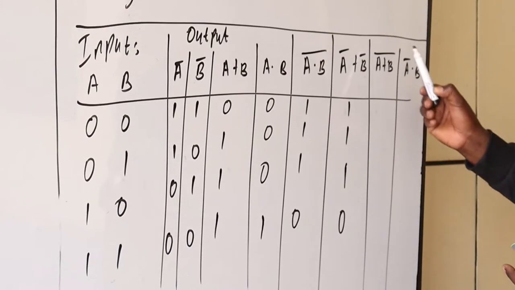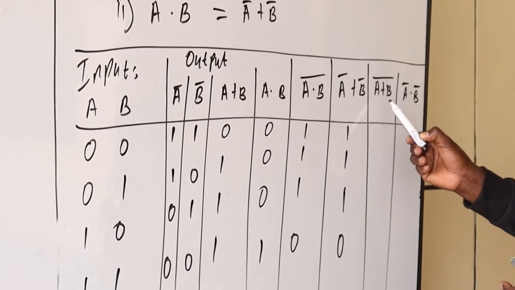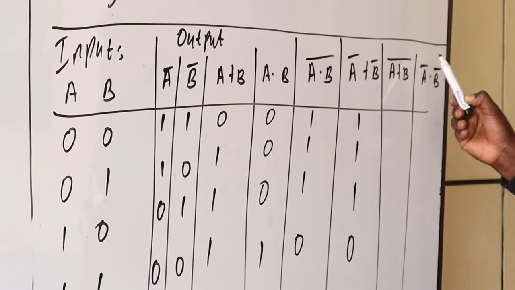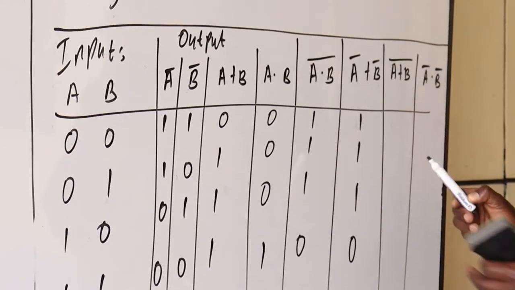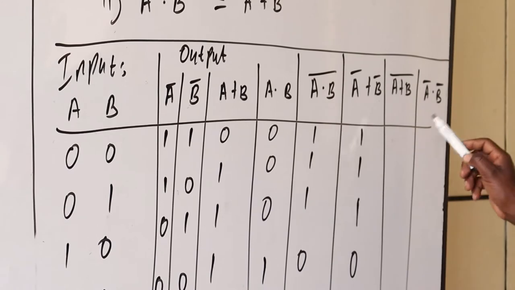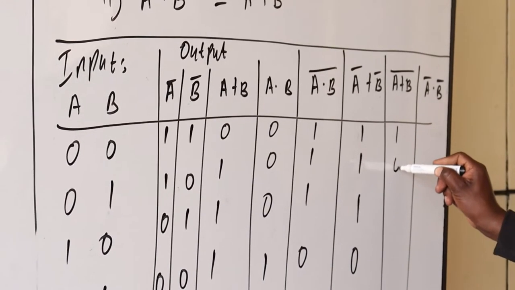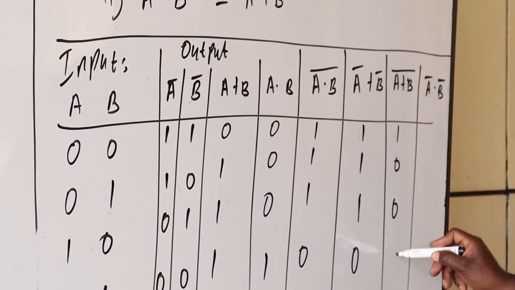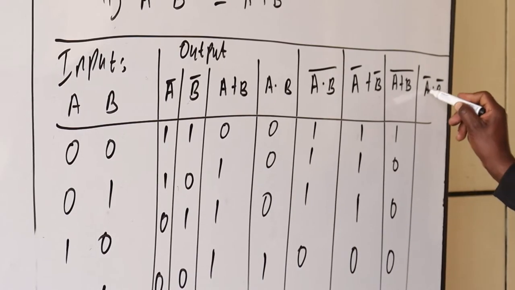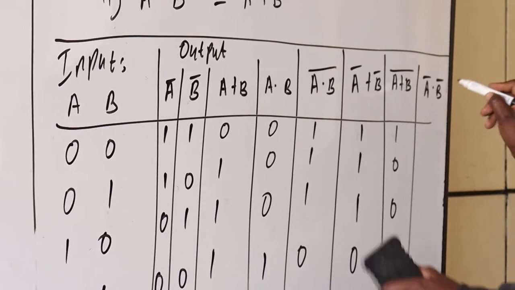Now, let us prove the last one. A plus B, all barred, is it the same as A bar dot B bar? Let us continue. So A plus B is this one. We invert, we get 1, 0, 0, 0. What about A bar dot B bar?